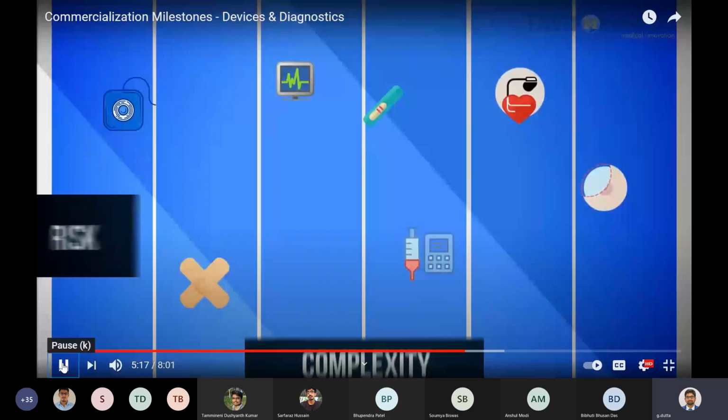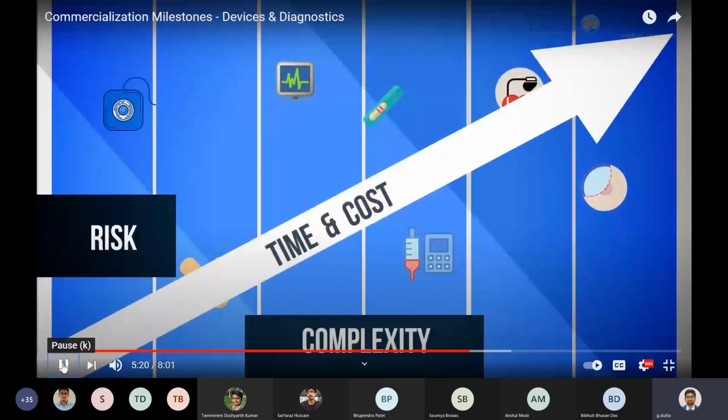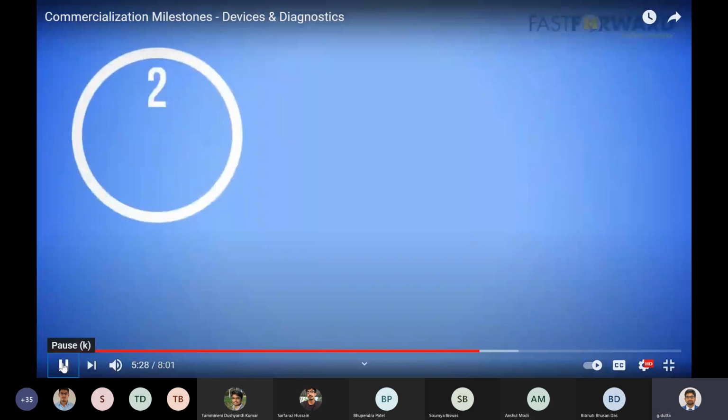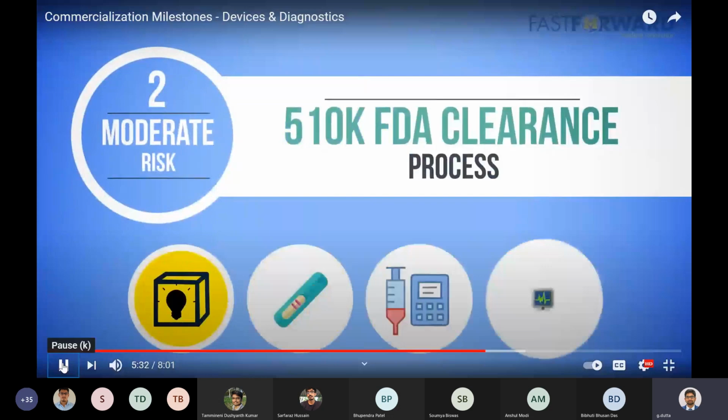As you move from Class 1 to Class 3, the time and cost from initial development to market increases because the amount of evidence required to demonstrate safety and efficacy increases. Let's focus on Class 2 devices, the most common, with a typical 510K FDA clearance process.